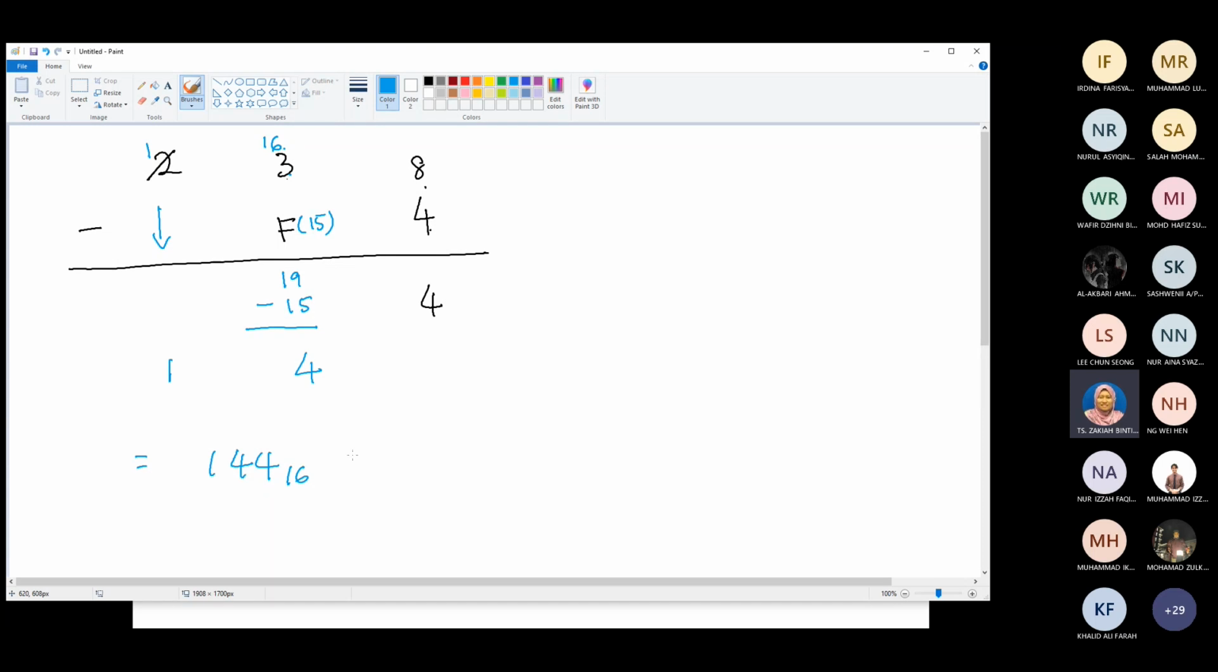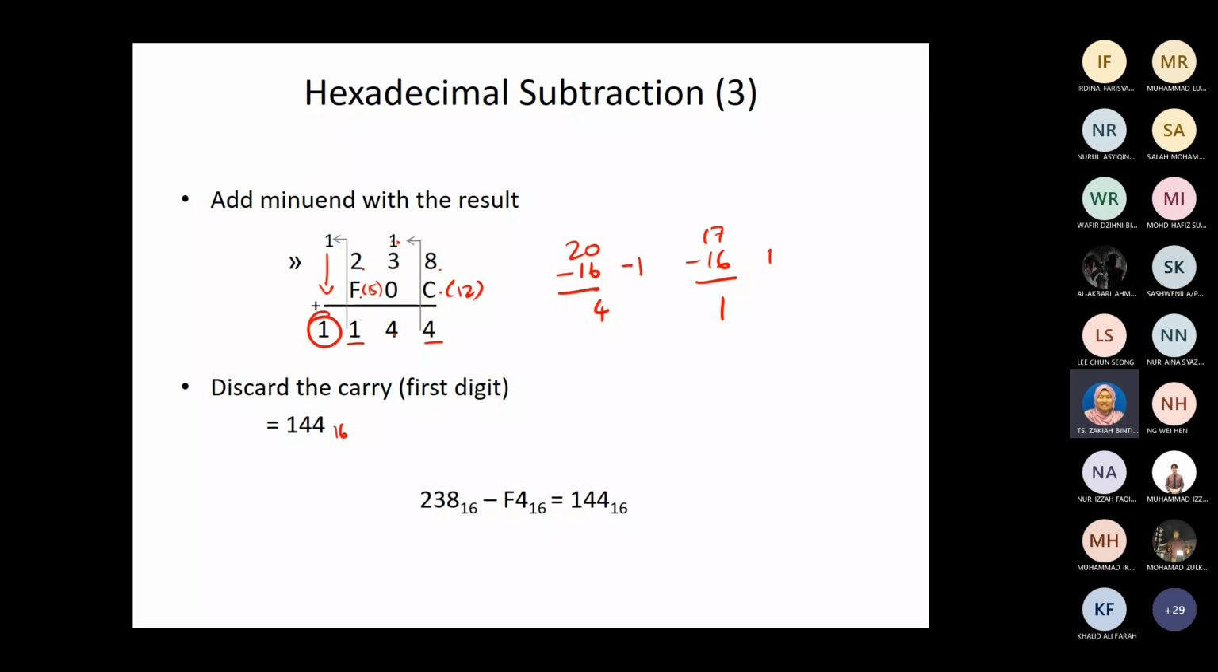Okay, so it depends on you. But if the question asks you to do hexadecimal subtraction using 2's complement, then just do the 2's complement. Because F4 can be changed to binary numbers, and then changed to a 2's complement, and then once you do the 2's complement, you change it back to hexadecimal. So it's basically the same style. That one is much easier for you, and you will not make any mistakes.